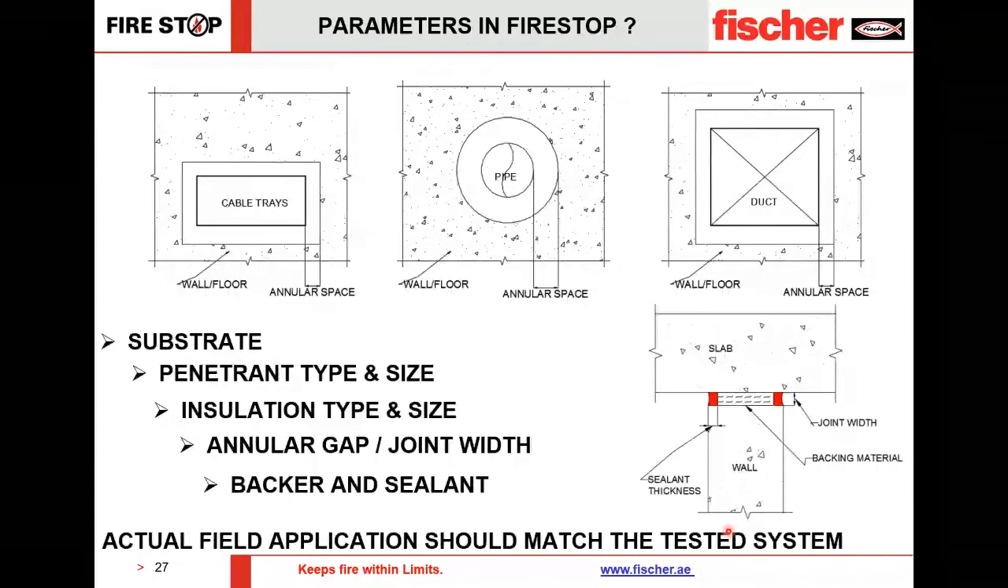But when you go to the site, unfortunately, the FIRESTOP planning is not there from the beginning. So the one who is making the breach or the opening, the civil contractor, sometimes does not coordinate with the MEP contractor, and he might end up with an opening which gives you an annular space much larger than the planned system. Because of this, many times the parameters listed in the system do not match.